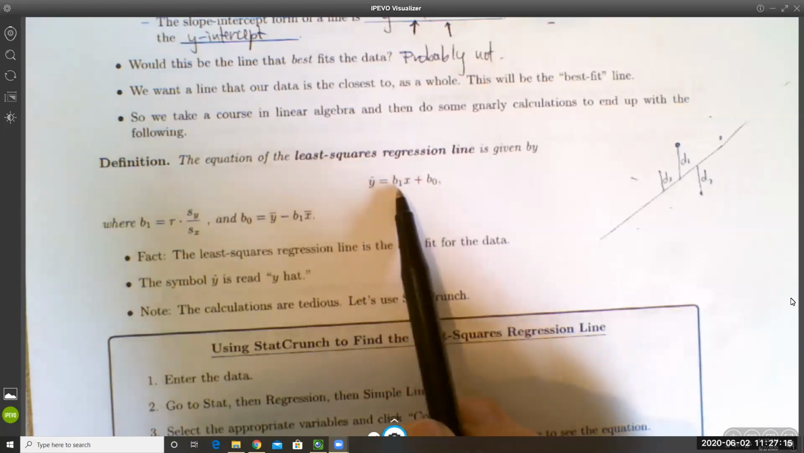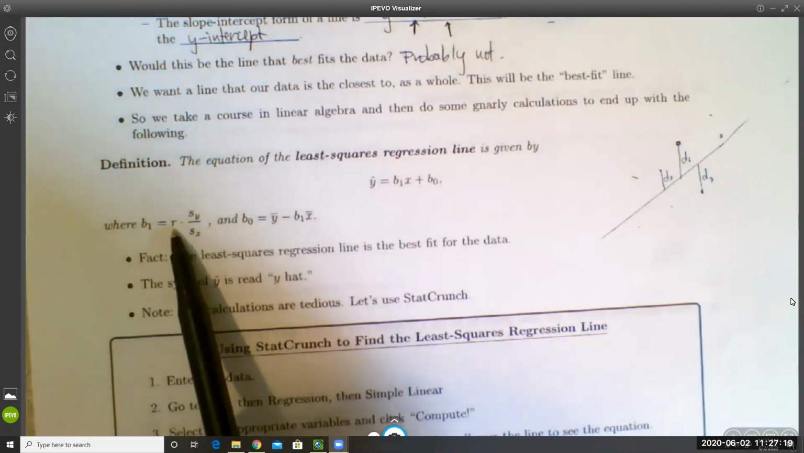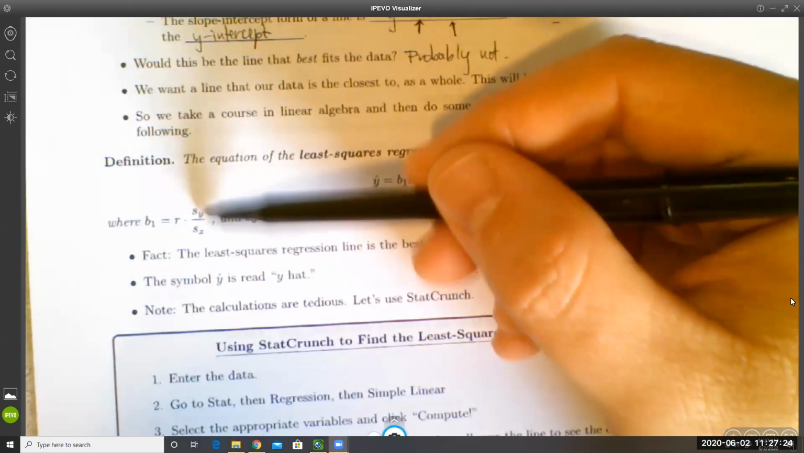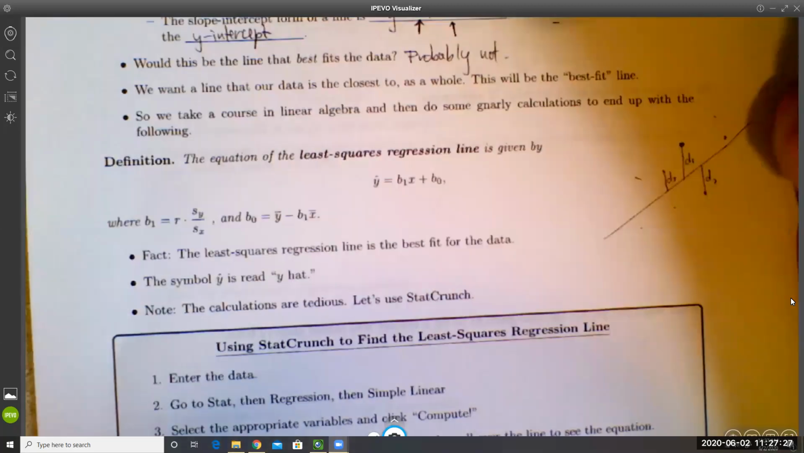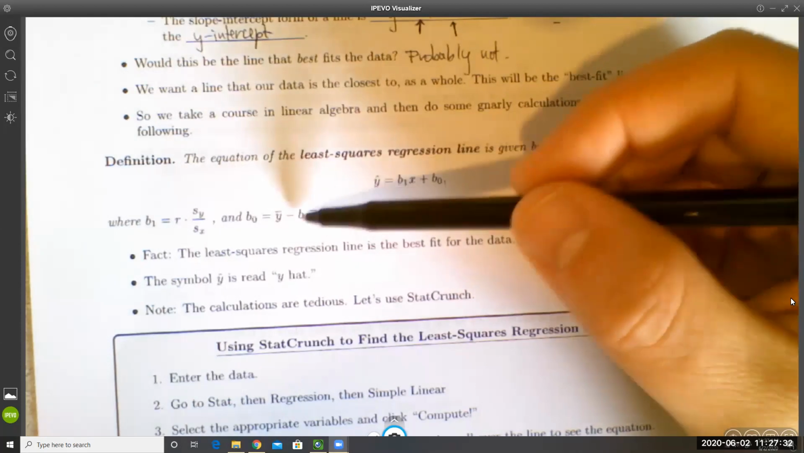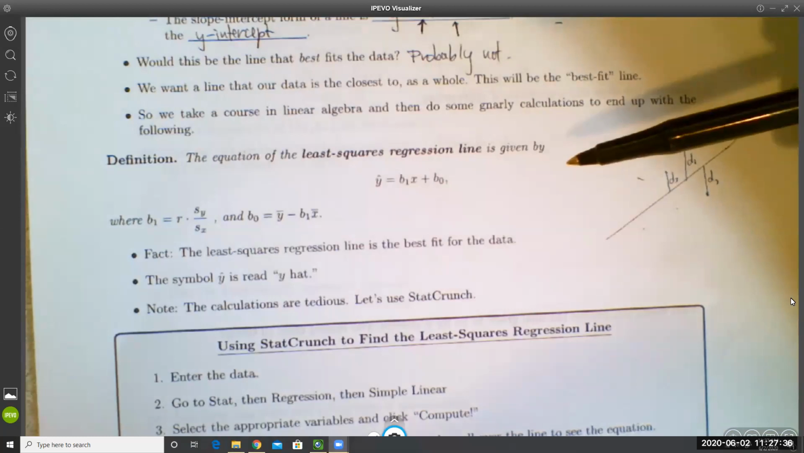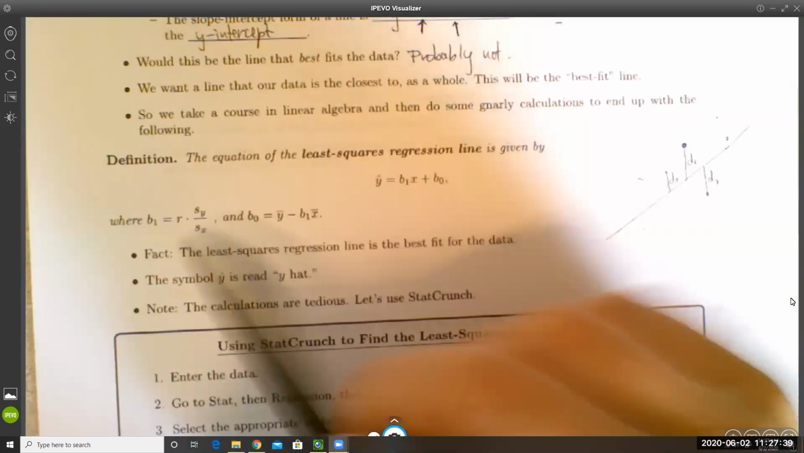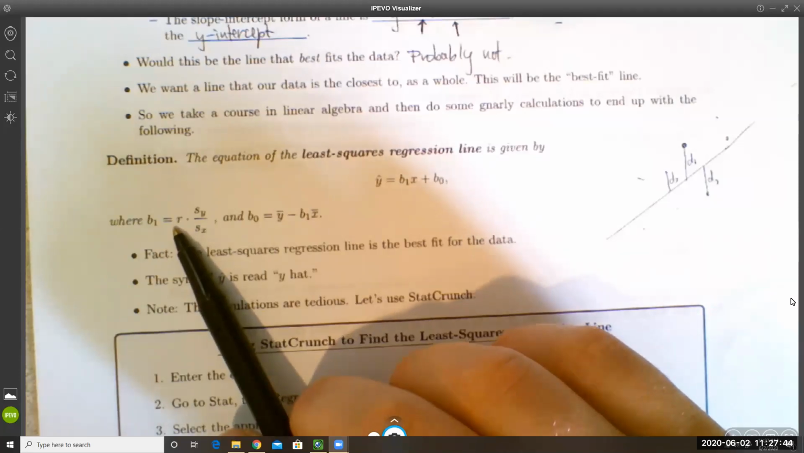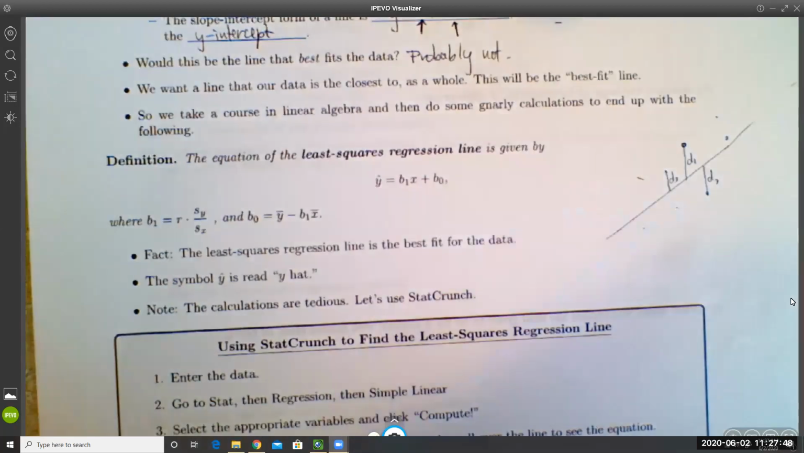So y hat equals b1x plus b null, where b1 is our linear correlation coefficient from 4.1 times the ratio of the standard deviations of the y group and the x group. And then b null is the average of the y's minus b1 times the average of the x's. Oh man, it's tedious, right? If you wanted to compute this by hand, first of all, just computing r by hand takes forever. And then you have to do some more work on top of that to get b1 and b null. It's just a lot of work.